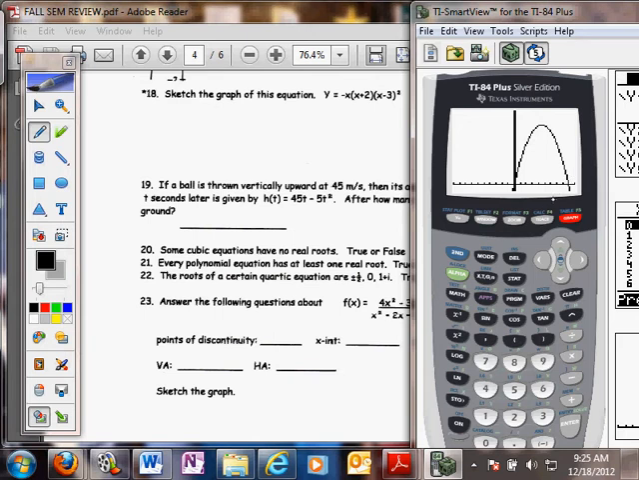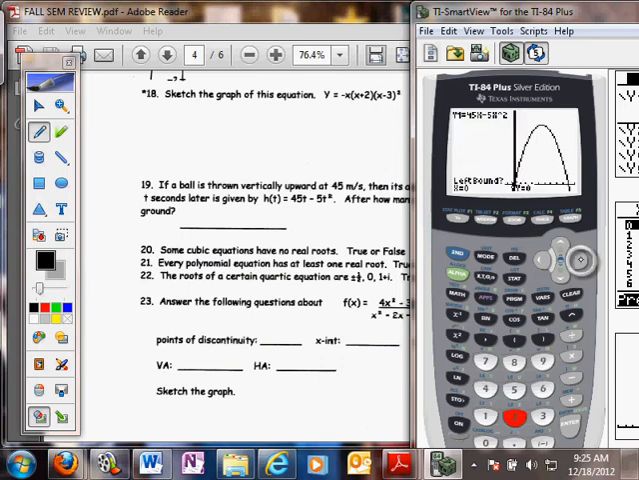When it's asking how many seconds later is the ball going to hit the ground, what it's asking is what's the x value of this root here, or what is the root here? It looks like it's a whole number. It looks like it's at 1, 2, 3, 4, 5, 6, 7, 8, 9. Looks like the answer is 9 seconds, but to be sure, I'm going to find the 0. Second, trace, number 2 for 0. That's another word for root.